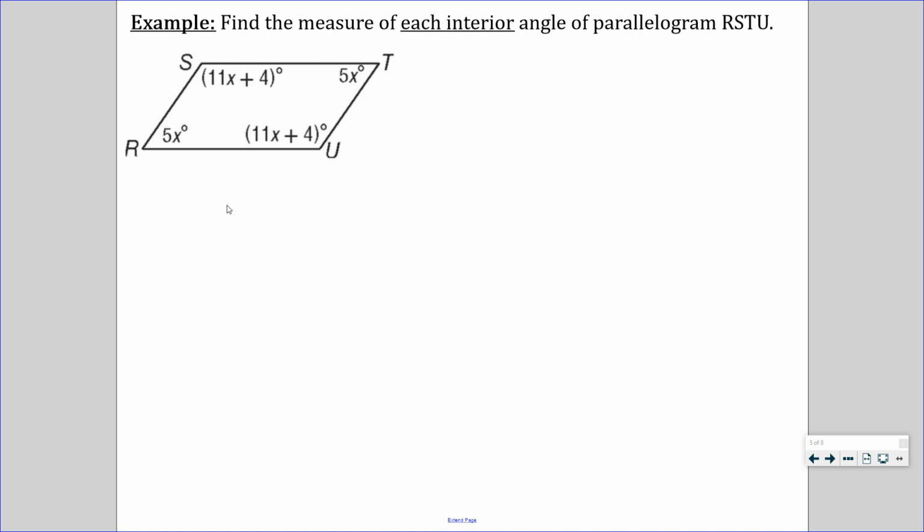So when I add all these interior angles together, how many degrees am I going to total it to? 360. Good. If you don't know that, use your little formula. Take your number of sides, which is 4, minus 2, times 180, and you'll get that number. And that's what you're going to set them equal to.